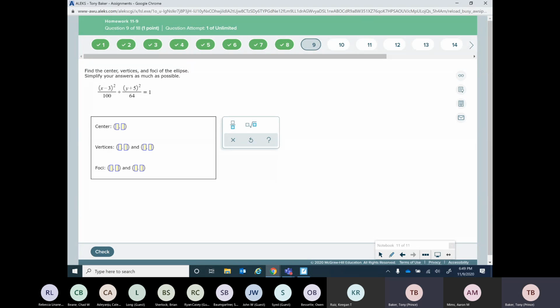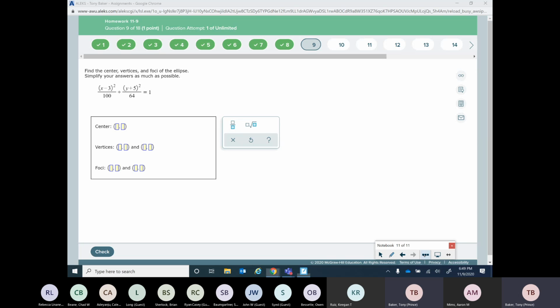All right. The next problems don't have you graph them anymore, but we have to come up with a bunch of information from them. So we're going to get more of how to find the vertices and all that other stuff, which would be nice. So they gave me the equation. They want my center, my vertices, and my foci. So this one's adding in that foci part.